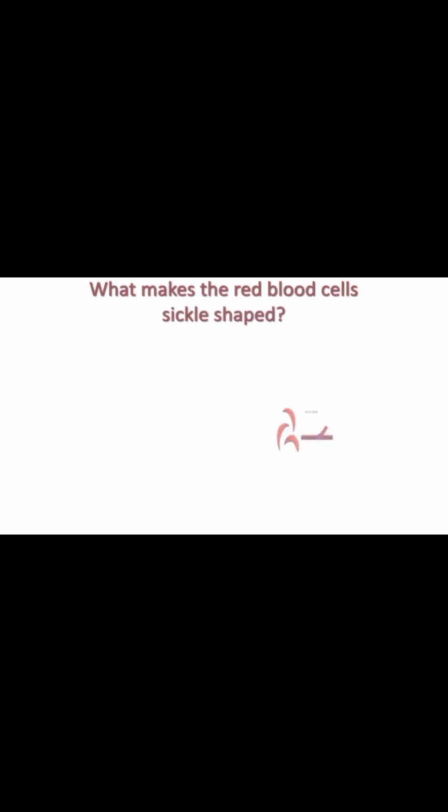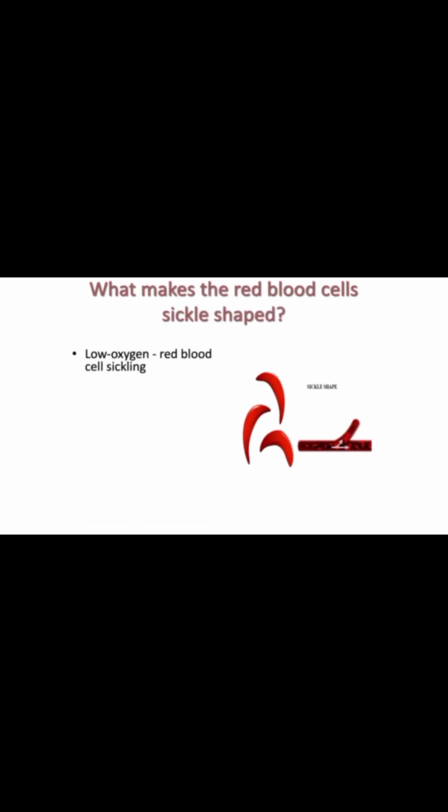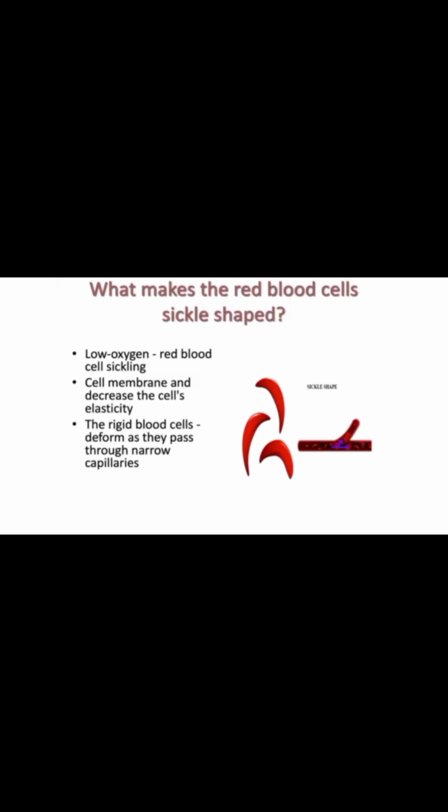What makes the red blood cells sickle shaped? In sickle cell disease, low oxygen causes red blood cells sickling and damages the cell membrane and decreases the cell's elasticity. The rigid red blood cells are unable to deform as they pass through narrow capillaries, leading to vessel occlusion and ischemia. The actual anemia of this illness is caused by hemolysis, the destruction of red cells inside the spleen.